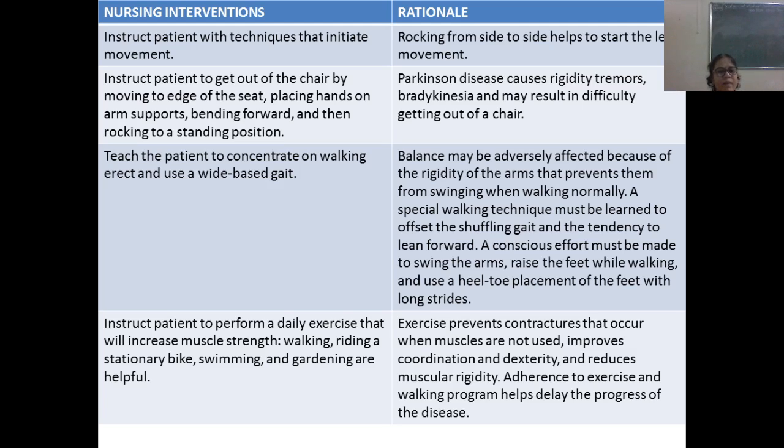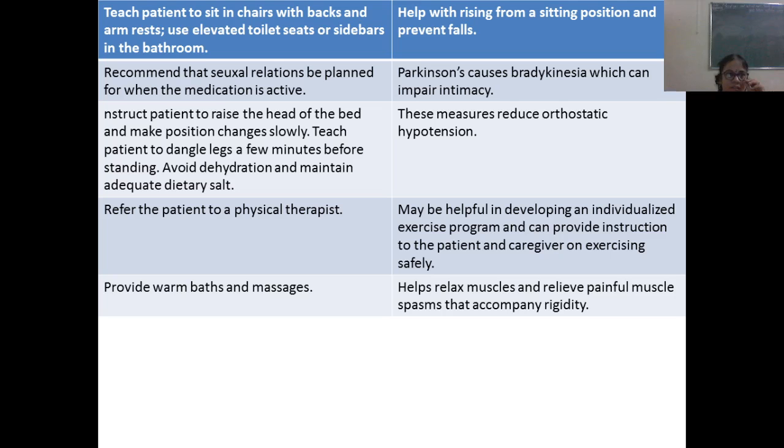Instruct patient to perform a daily exercise that will increase muscle strength. Walking, riding a stationary bike, swimming and gardening are helpful. Exercise prevents contractures that occur when muscles are not used, improves coordination and dexterity, and reduces muscular rigidity. And adherence to exercise and walking program helps delay the progress of the disease.